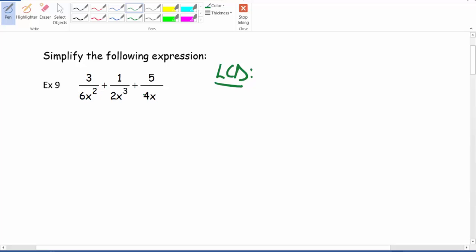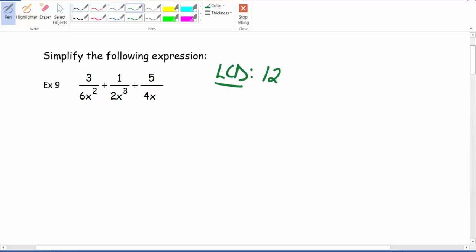If we look at the numbers just for a moment, just the numbers, so 6, 2, and 4, the smallest thing that 6, 2, and 4 all go into is 12. 6 goes into 12, 2 goes into 12, and 4 also goes into 12. And that's the smallest thing that each of these all go into. There's no other number below that where they all three evenly go into it.